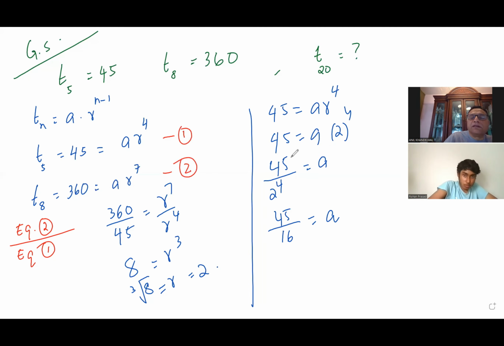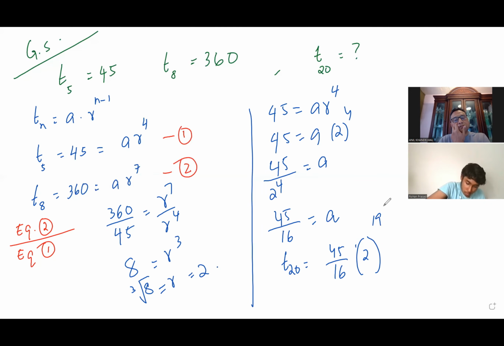Now from here we can find T20. T20 is 45 over 16 times r, which is 2 to the power of 19. So 45 over 2 to the power of 4 times 2 to the power of 19 gives 45 times 2 to the power of 15, right?